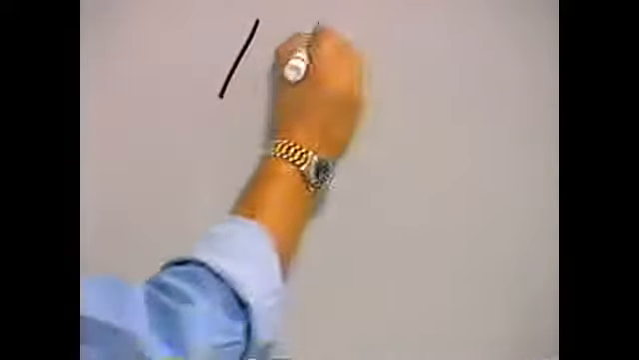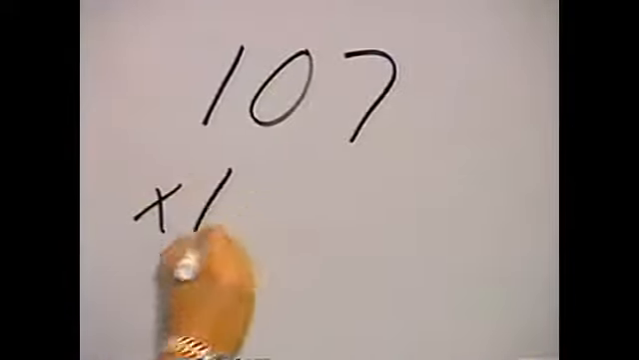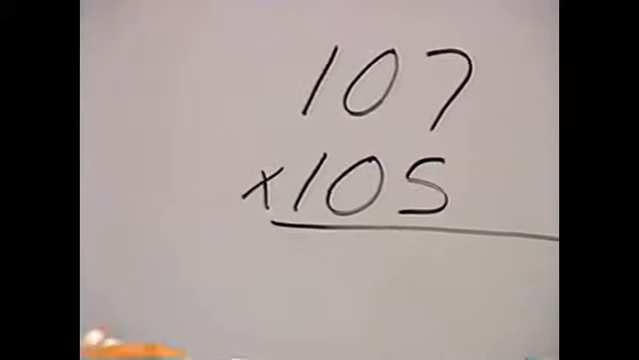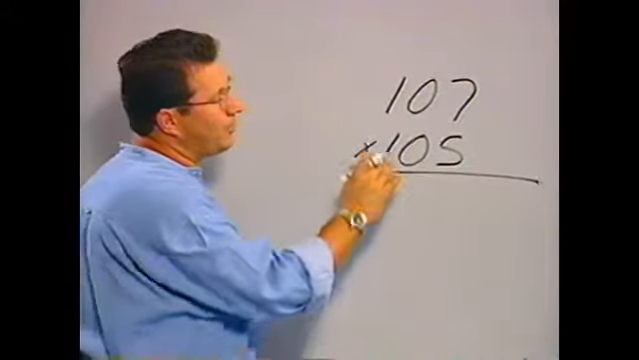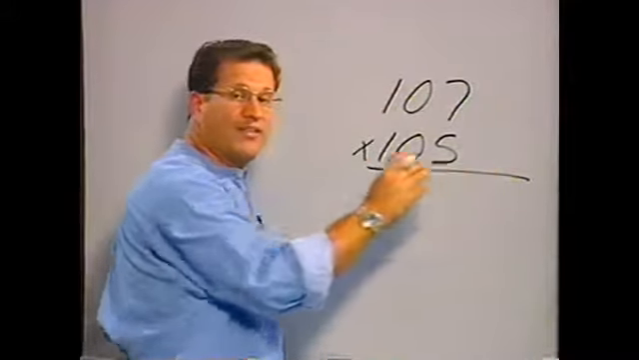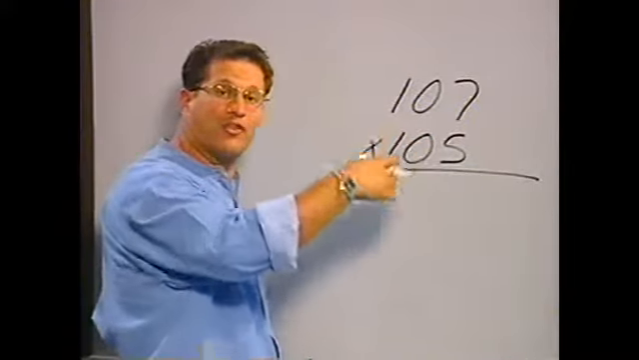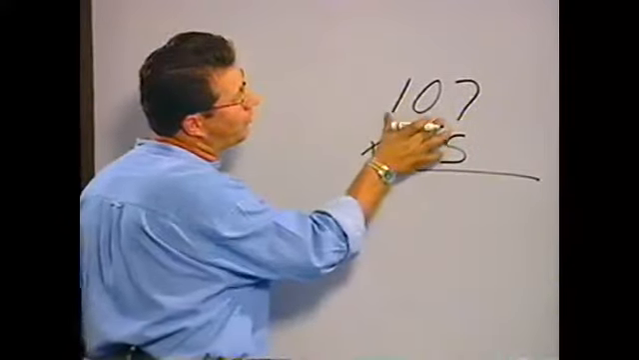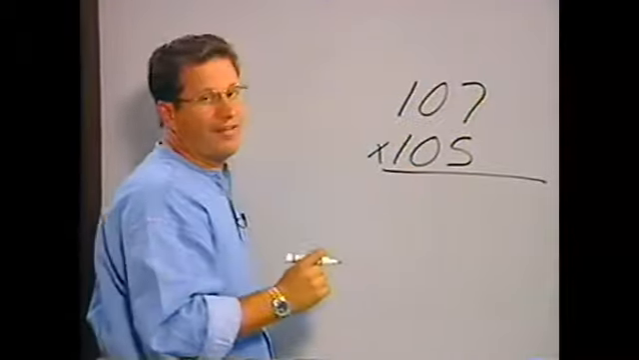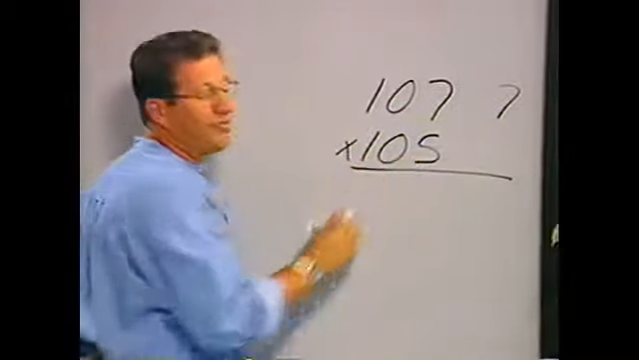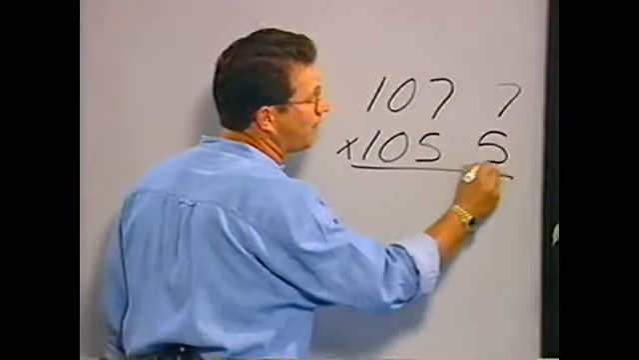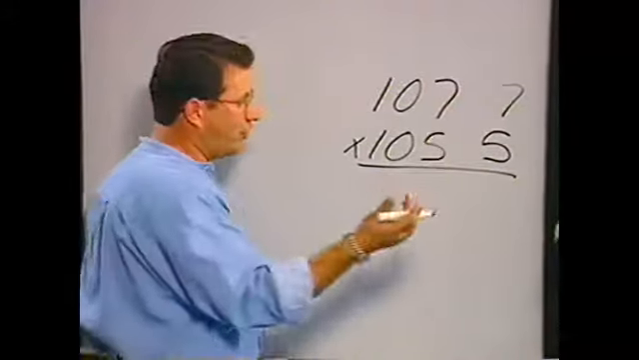Let's do 107 times 105. Same concept, except this time the numbers are over 100 instead of under 100. So when we were under 100, we subtracted diagonally. In this case, we're going to add because it's over 100. So how far over 100 is 107? 7. And then how far over 100 is 105? 5. So now we've got the problem set up, and let's go through it.